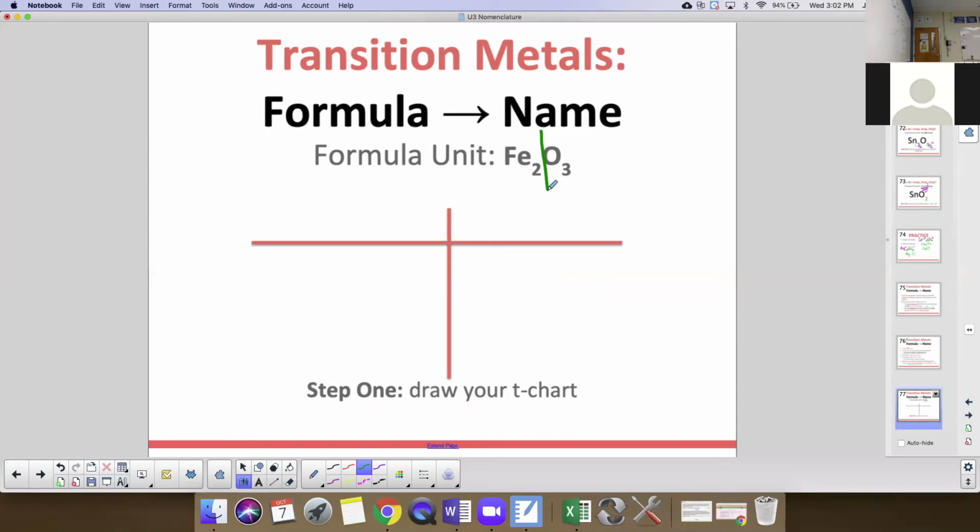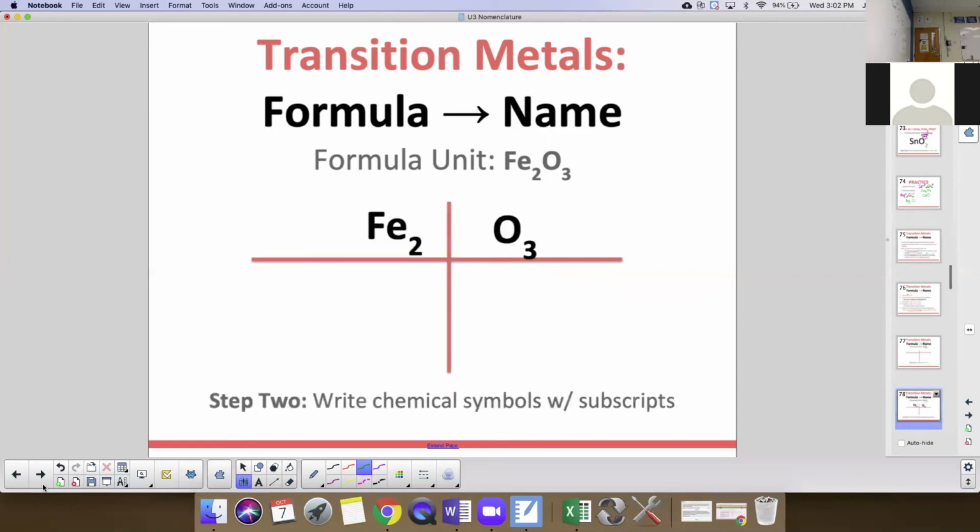So here's your T. Look, it's a red T. So Fe goes on one side, Fe2 because you have 2 irons, and O3 because you have 3 oxygens. All right, over here, which one do I know the charge of? Do I know the charge of iron? Oh, no. The transition metal, right? I don't know the charge.